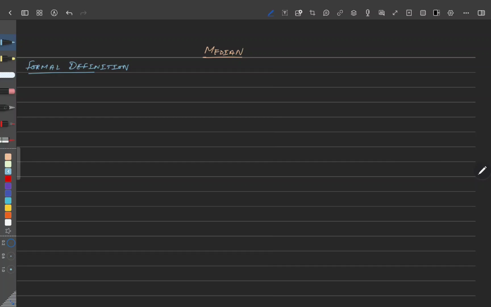Median is one of the fundamental measures of central tendency. I know in the video of arithmetic mean I also said the same definition, but yeah, that is true. So median is also one of the fundamental measures of central tendency. So let's write it down. One of the fundamental measures of central tendency.